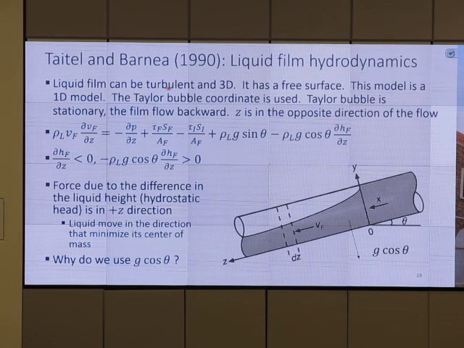So liquid film can be turbulent and 3D, right? It can be 3D. What do you think? Do you think it's flat? Can it be shaped like this or something? So it has a free surface. But the Taitel and Barnea model is only a 1D model. The Taylor bubble coordinate is used in the Taitel and Barnea model. Z is the opposite direction of the flow. So Z moves downward like that.